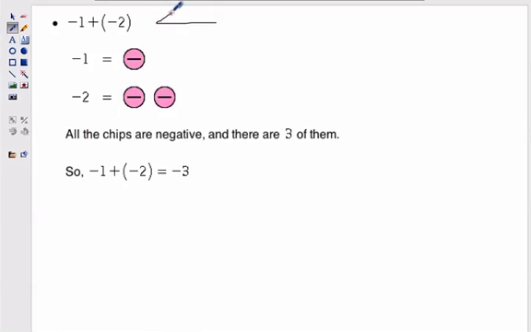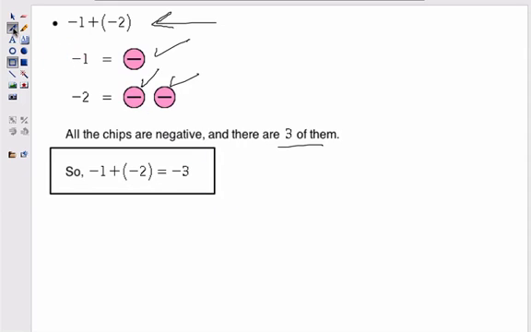So here's our second problem we were given, -1 plus -2. Again, if we use the chip idea or the disks, we've got a -1 and then a -2 more. And of course those all go together because they're the same thing. So there's 3 of them all together and they're all negative. So that makes a -3. So that's one way to do it.